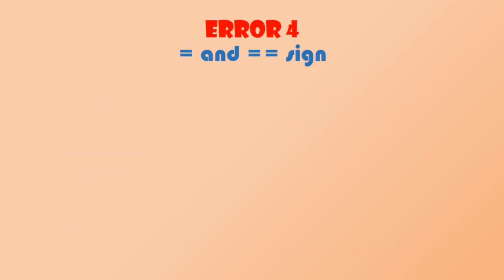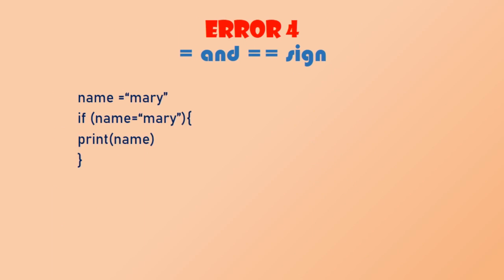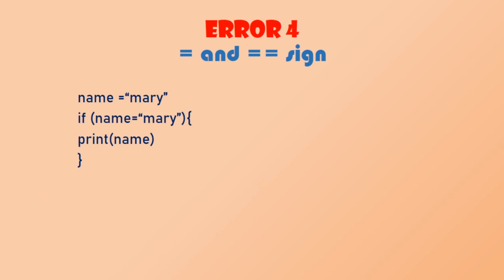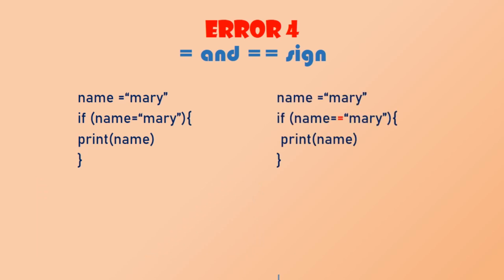Error number 4 is writing 1 equal to sign instead of 2 equal to signs while comparing. It's a very common error. Here I have written an if statement where the condition is vector name being equal to Mary, but an error is produced unexpected equal to in if name since I have used 1 equal to sign which is an assignment operator and not 2 equal to signs which is the operator for comparing equality. There will be no error if I add the equality operator.